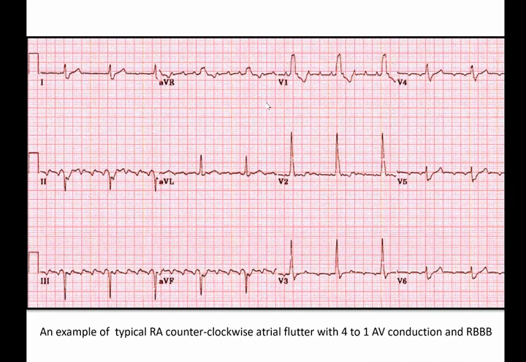Right bundle branch block is in fact very common in patients with repaired congenital heart disease. Whenever you do a ventriculotomy, you will see right bundle branch block, and it is usually a distal type of right bundle branch block. Let's see another example.